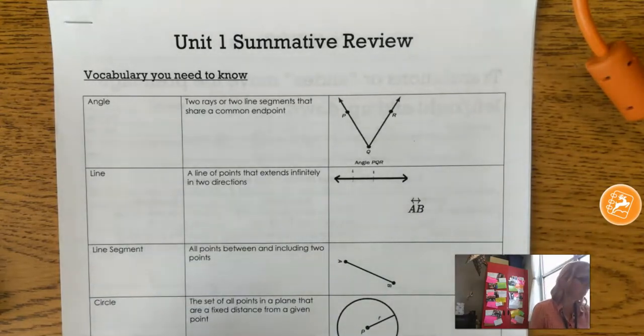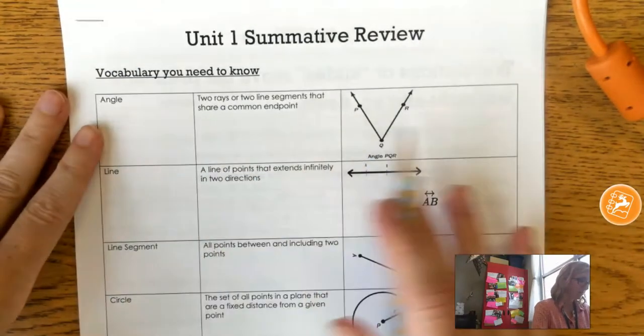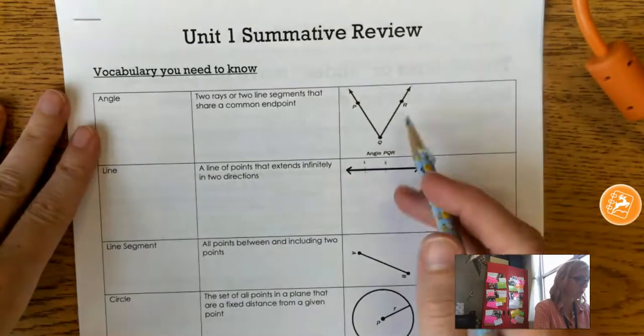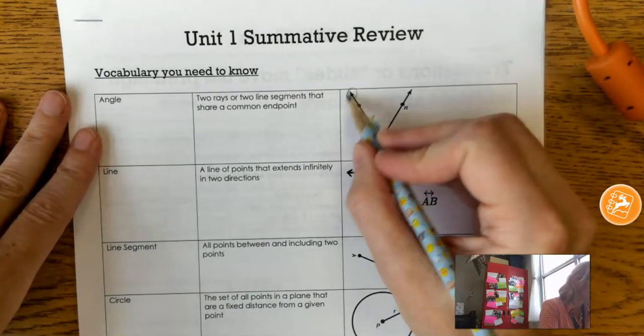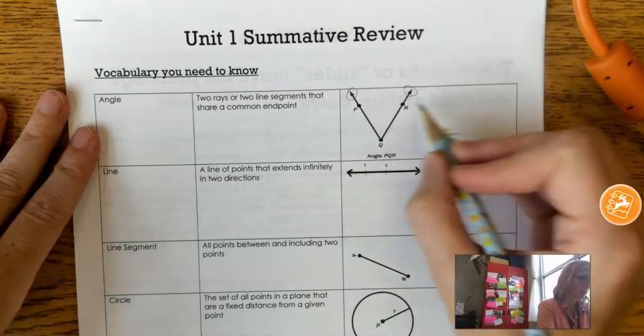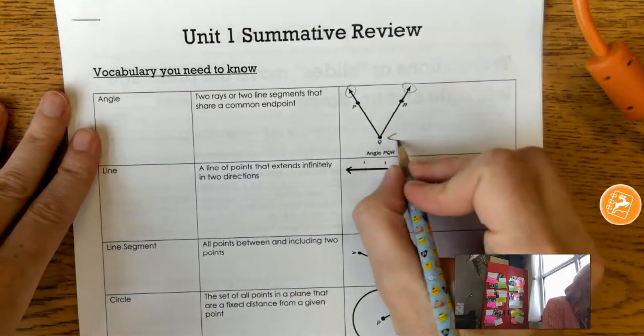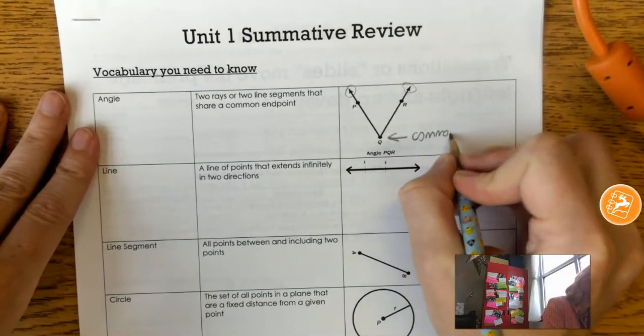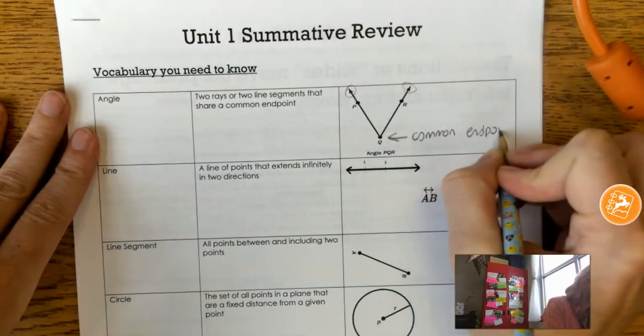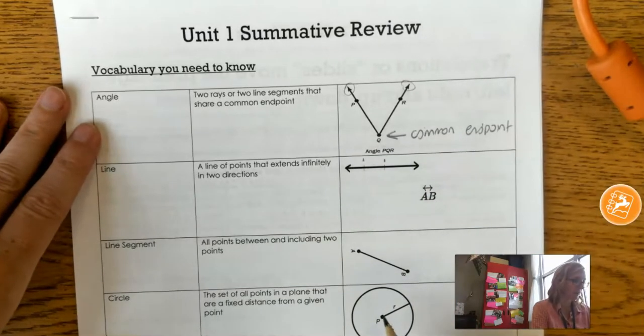So, vocabulary. Angle: two rays or two line segments. You know that these are rays because of the arrows. If they were line segments, it would just end in a dot. But they share a common endpoint. So my common endpoint is right there.